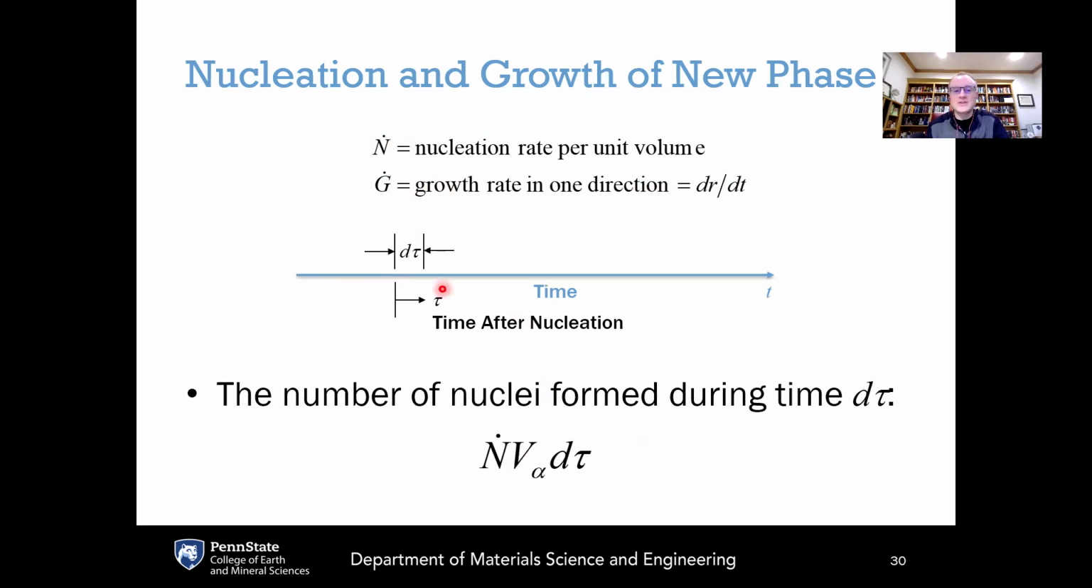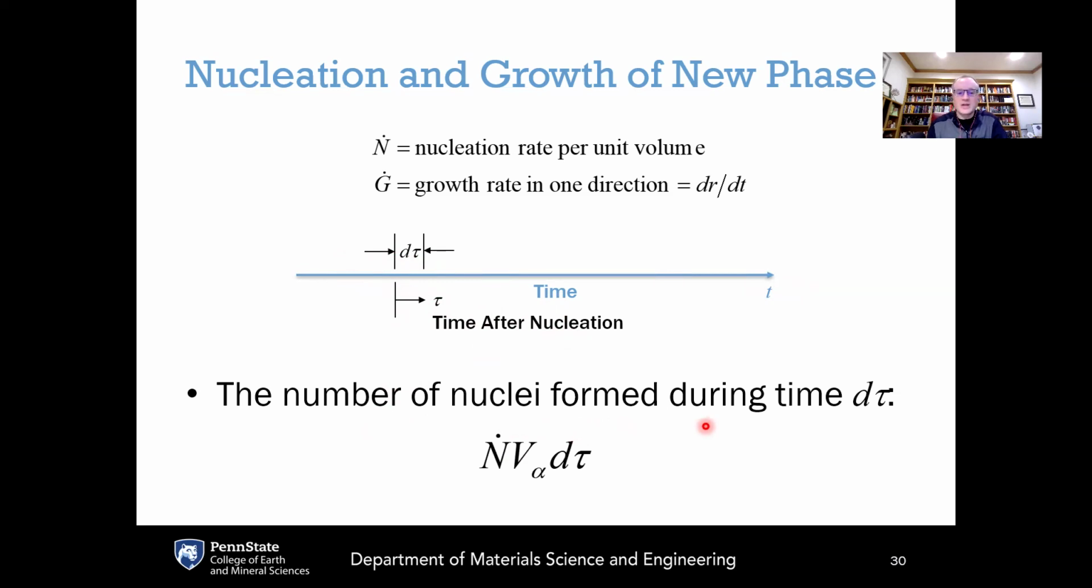So if we look at this as a function of time, t, nucleation takes place up to some certain time that's labeled as tau. And then we measure some new time after the stable nucleus is formed. That's where it grows, and that would be at all of our time after tau. So let's consider now the number of nuclei that form during the time d tau.